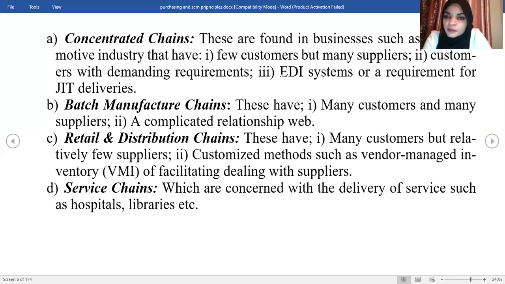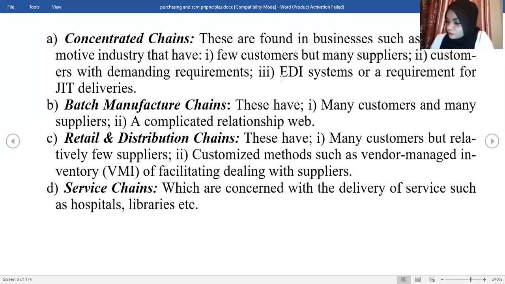The other type of customer supplier characteristic is the batch manufacturing chain. So when you talk about batch manufacturing, it is where you are producing items in batches, in lots. For example, you have batch 1, then you have batch 2, like that until you finish your production. In this type of chain, we have many customers and many suppliers. So you realize we have many customers for those items, and at the same time, we have many suppliers. And this type of chain can be common in a very complicated web.